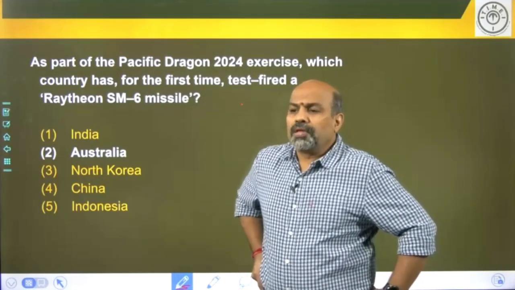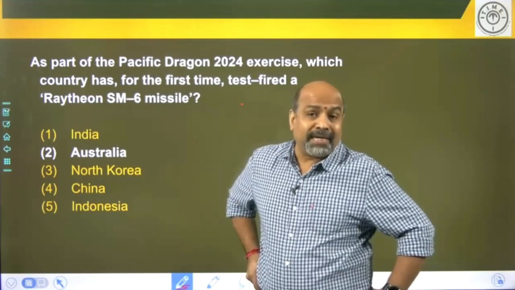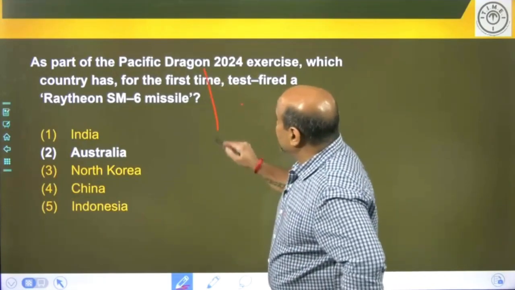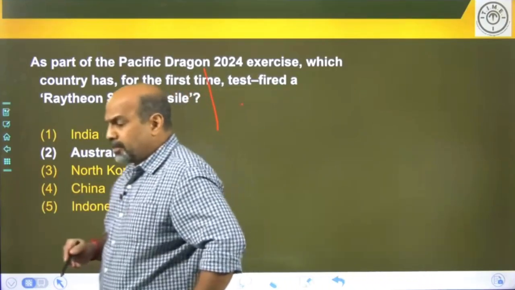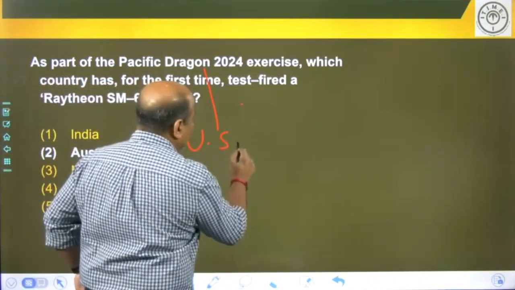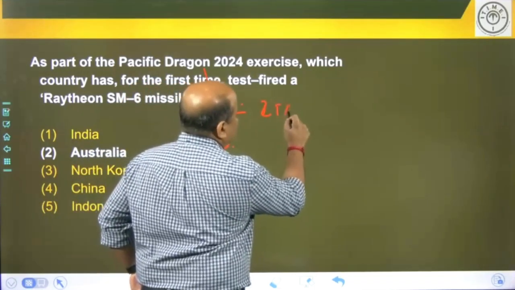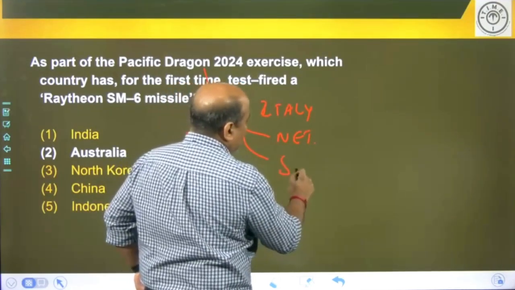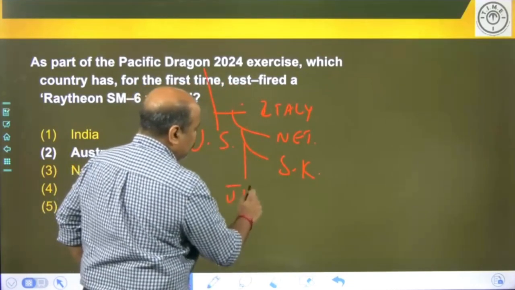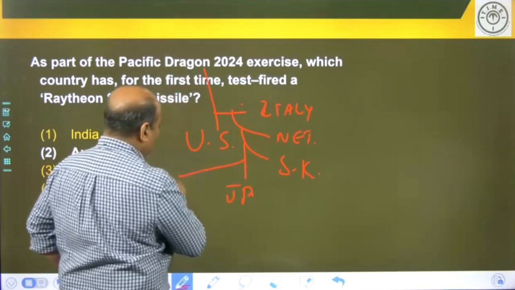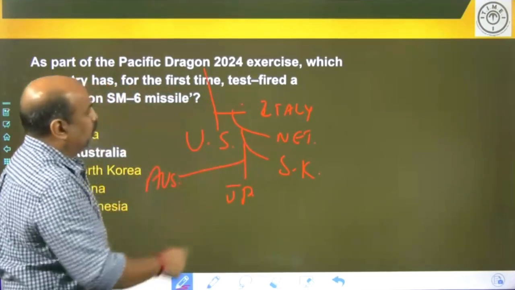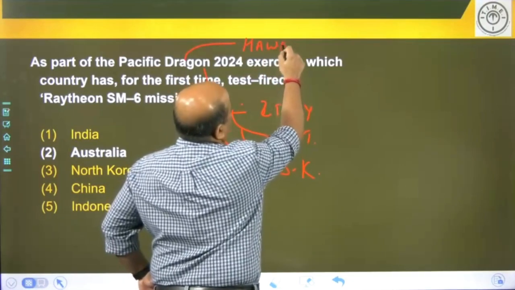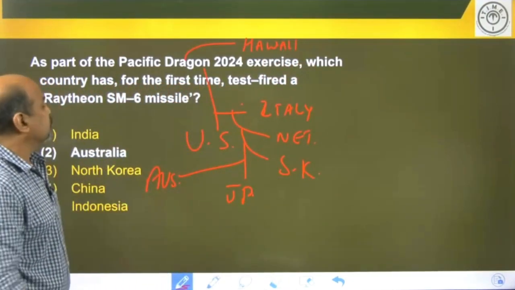I told in one of the classes where we discussed the Chinese claims on the South China Sea, so this Pacific Dragon had a lot of American allies taking part. The first is US, then Italy, Netherlands, South Korea, Japan, and Australia. These are the countries that took part here. And where did this exercise happen? In a place called Hawaii, the American state of Hawaii. It's an island state in the Pacific Ocean.